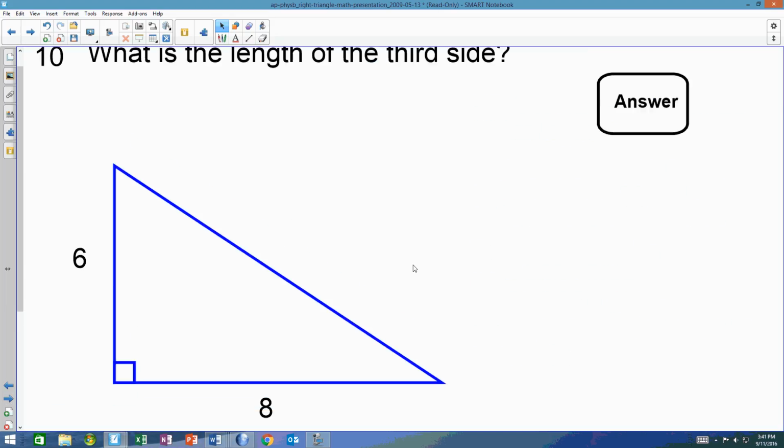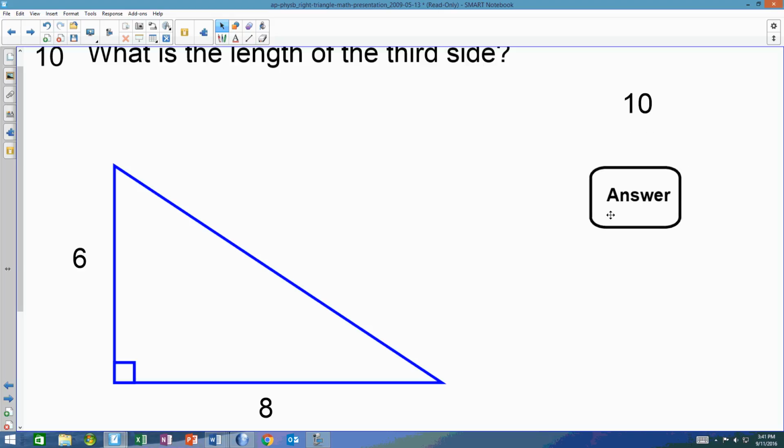What is the length of the third side? Hopefully you got 10. Again, remember, this is a 3, 4, 5 triangle. If you divide all three of these numbers by 2, you end up with 3, 4, and 5. So all you had to do was recognize that 6 and 8 followed that relationship, and then just multiply 5 by 2.